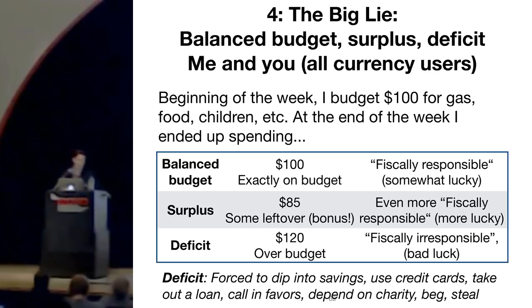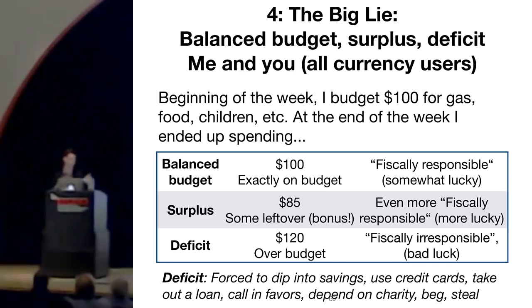The big lie: a balanced budget, surplus, and deficit for me and you is exactly the same as these things for the federal government. So for me and you, balanced budget, surplus, and deficit. At the beginning of the week, we budget $100 for food, gas, children, everything. With a balanced budget, at the end of the week, we ended up spending $100, exactly what we budgeted. And we were fiscally responsible, and probably a little lucky.